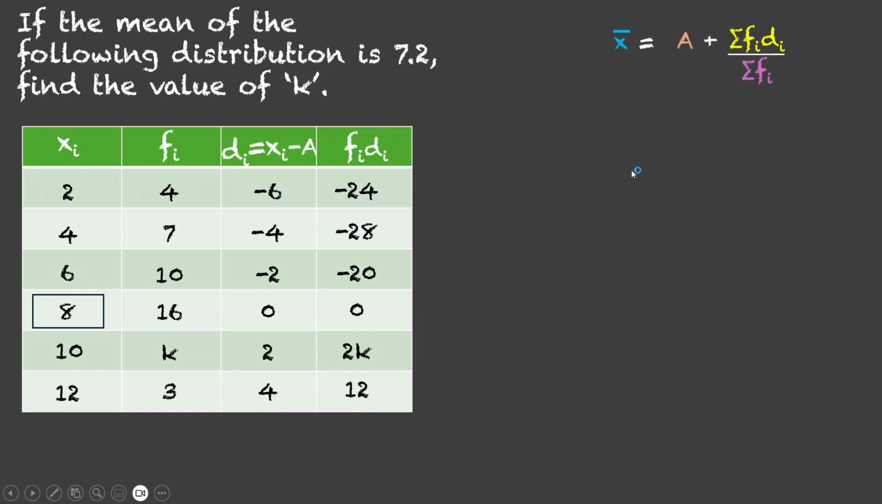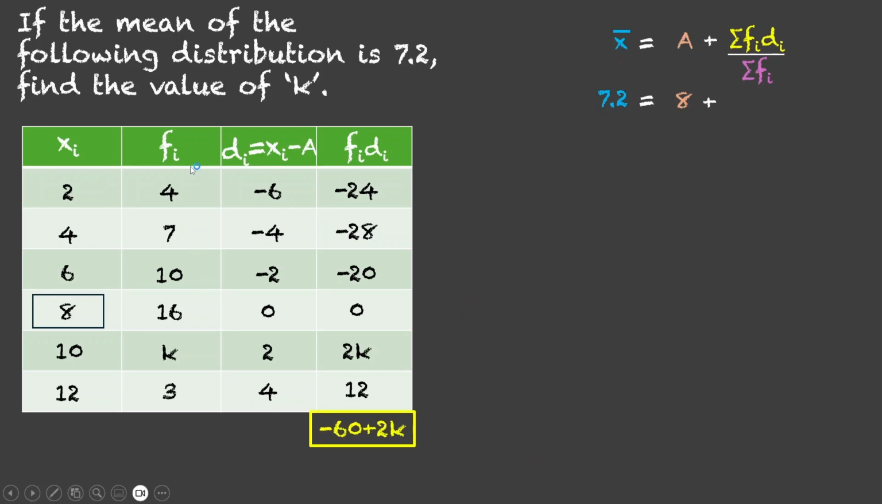Now we know the formula already, right? We need to find the sum of fidi. So let's put in the values that we know already. This mean, it is given, this is 7.2. Assumed mean, we have taken it to be 8. Let's find the sum of fidi now. Let's add the negative values. And the positive values are 2k and 12. So the total would be minus 72 plus 2k plus 12, which is minus 60 plus 2k.